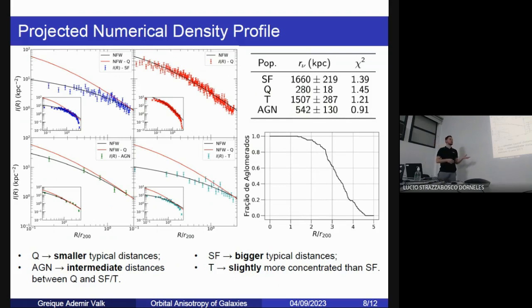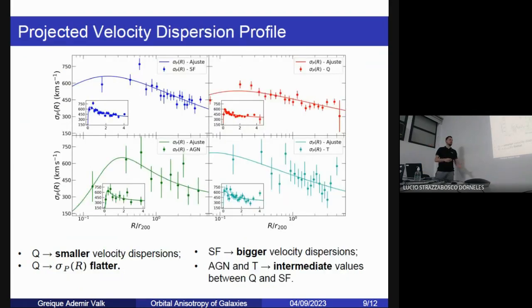Because of this, we can see that the galaxies of the quiescent population have the smaller typical distance because we have smaller values of the scale radius, while star-forming galaxies have the bigger typical distance. The transition galaxies are slightly more concentrated than star-forming galaxies, and AGN galaxies have intermediate distance between quiescent and star-forming and transition galaxies.